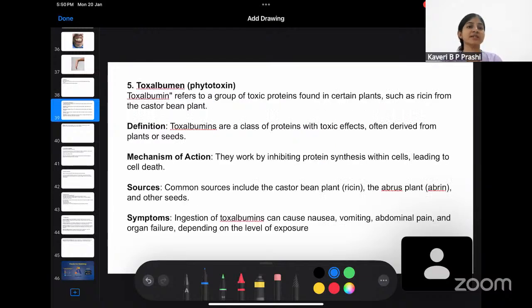Coming to the next question, it is about toxalbumin. What is the other name of toxalbumin? It is nothing but phytotoxin. So toxalbumin refers to a group of toxic proteins found in certain plants, such as resin from the castor bean plant.